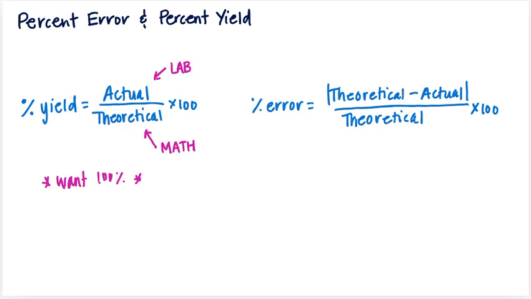Ideally, if everything goes absolutely perfect, our theoretical and actual value in a lab would be the same, which means that our percent error would be 0. If everything goes absolutely perfect, you would want to find 0% error. So let's look at some problems to see how we can use our percent yield and percent error for error analysis.